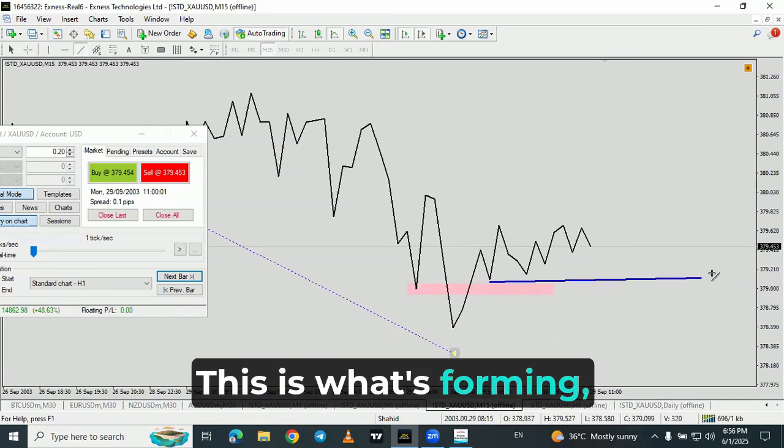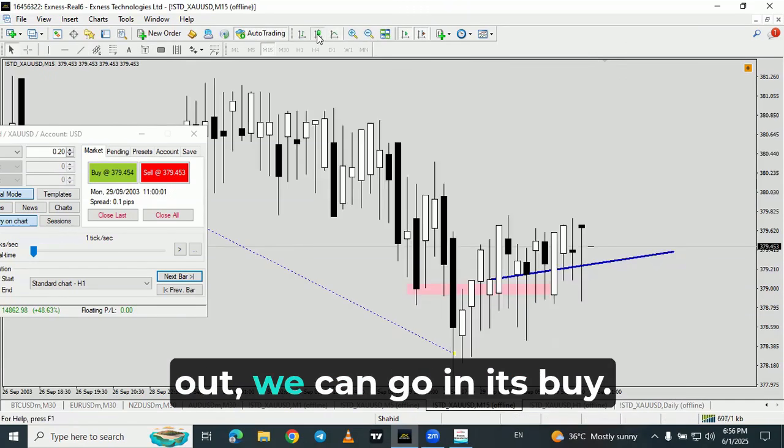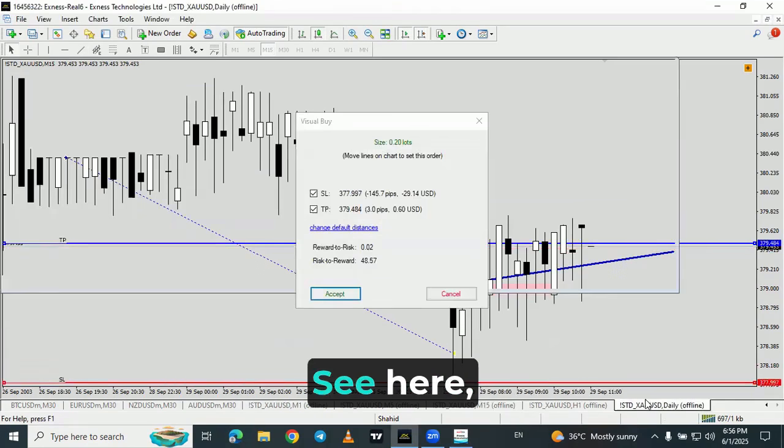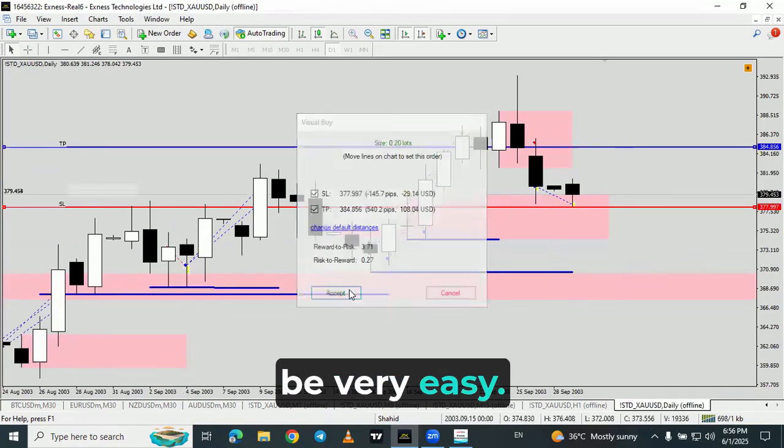This is what's forming, but if the market has figured it out, we can go in its buy. Then we take it in its buy like this and we can target it. See here, this light police will be very easy. See this.